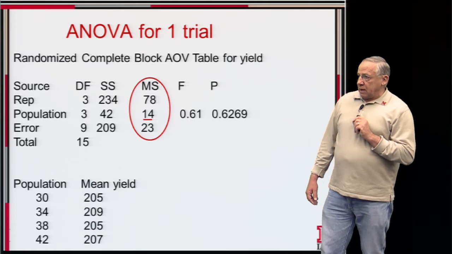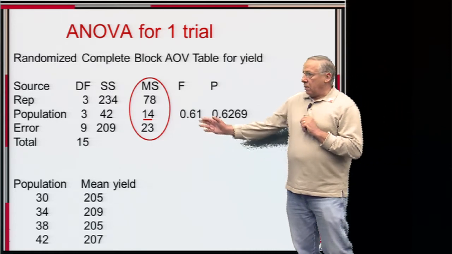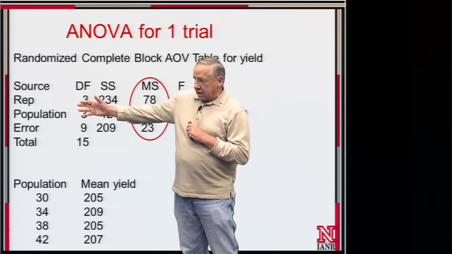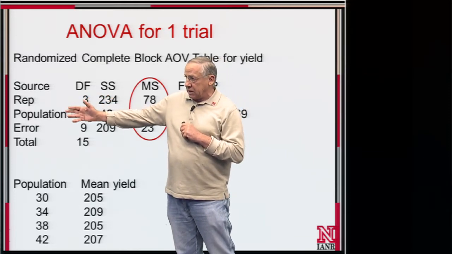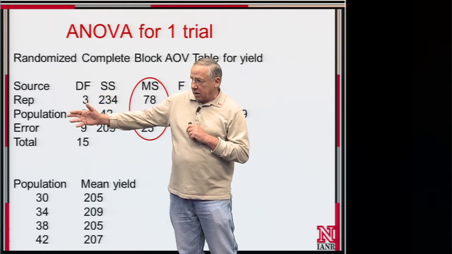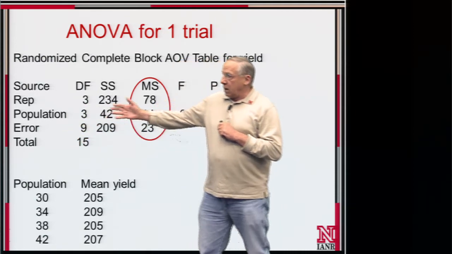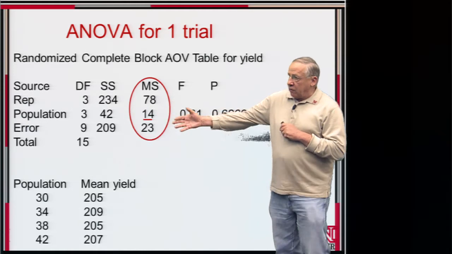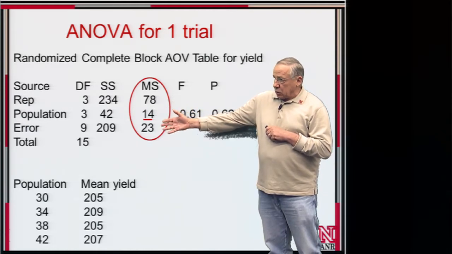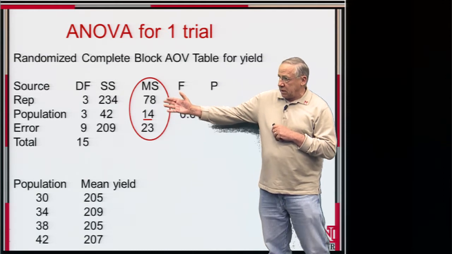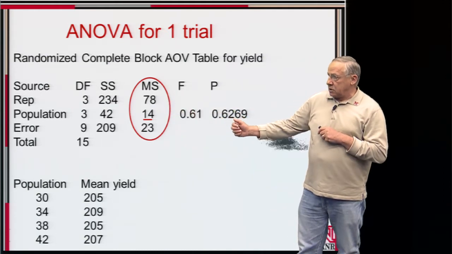The results look something like this, where on the left-hand side we have our sources of variation. How much is coming from the replications or the blocks? How much is coming from the plant population? How much is due to experimental error? And then for each of these we get a variance term. So it's 23 for the error, 14 for population, and some for the reps.